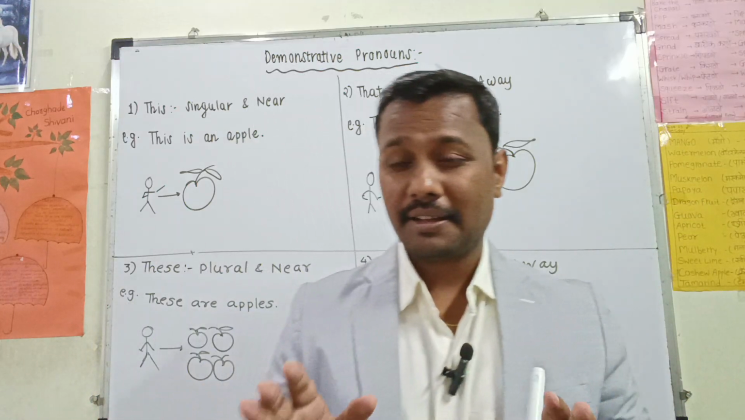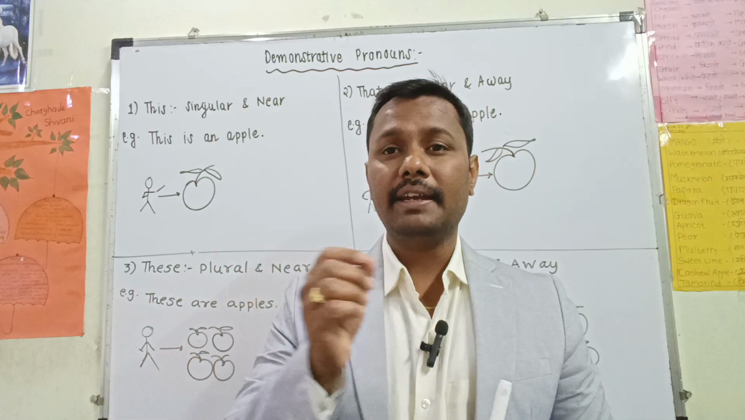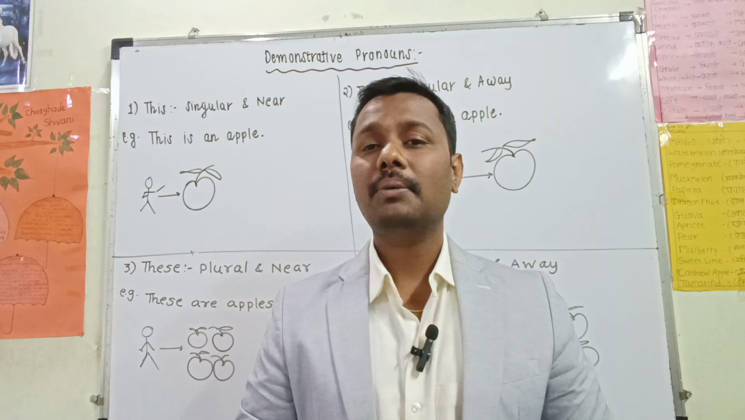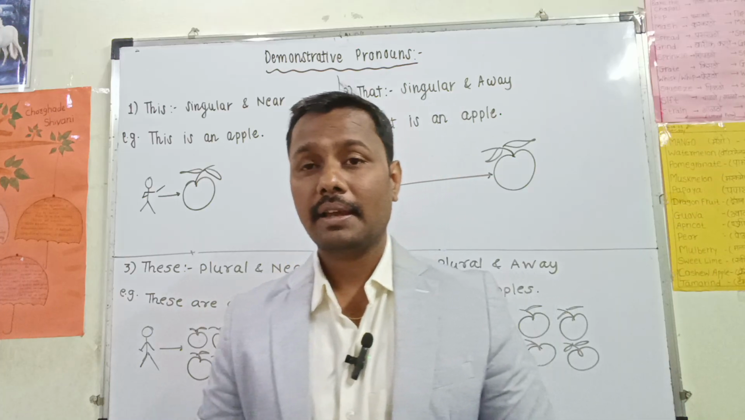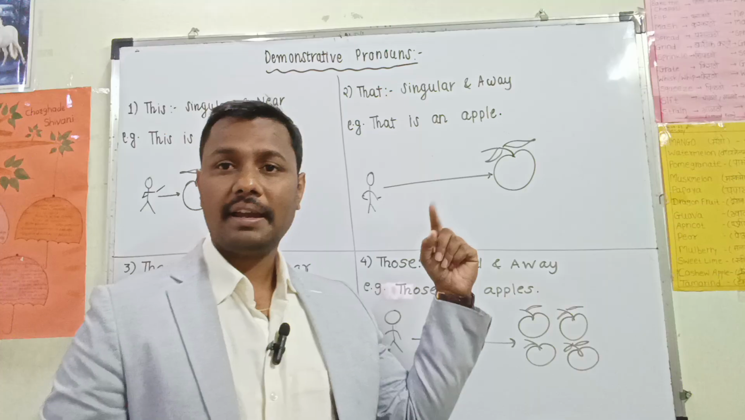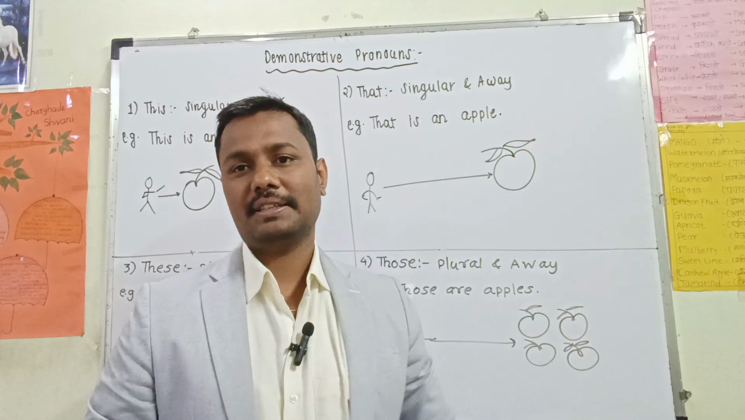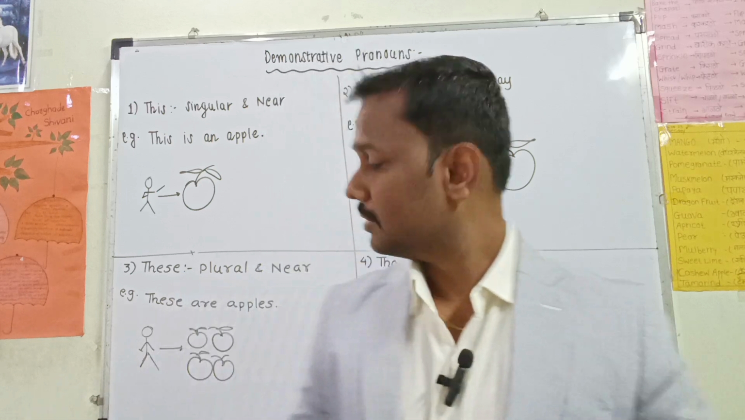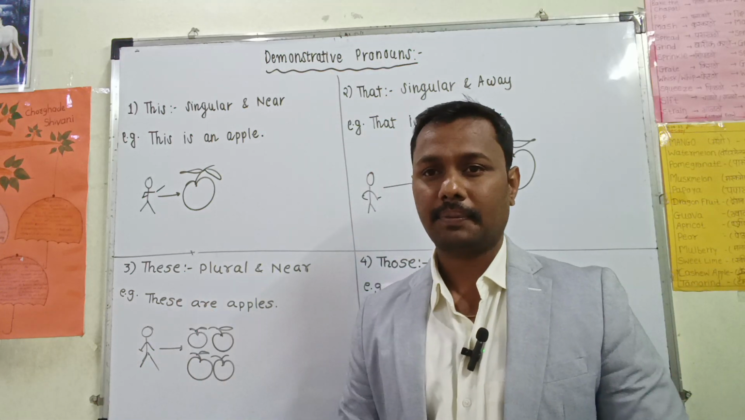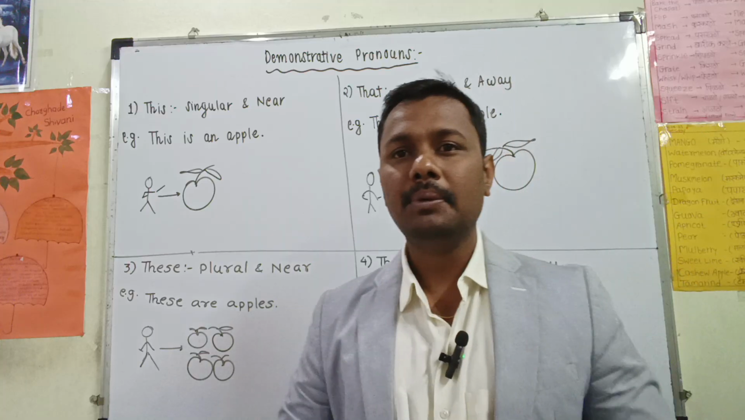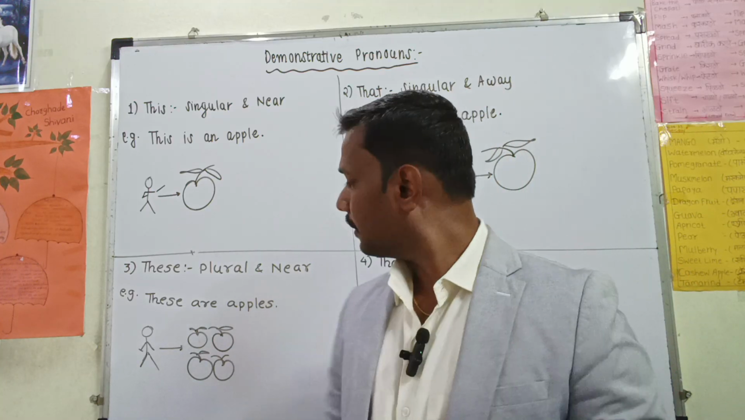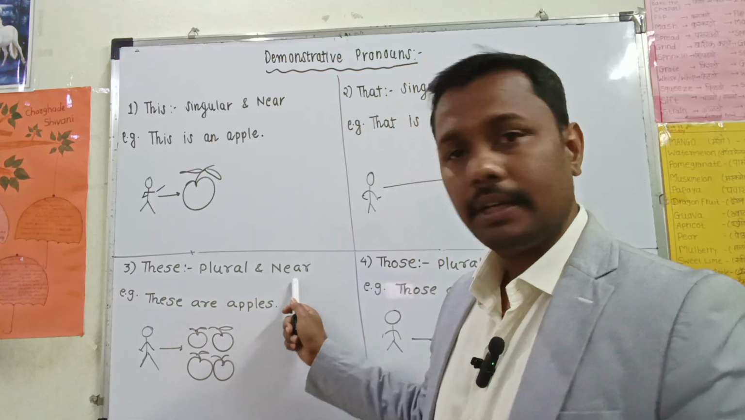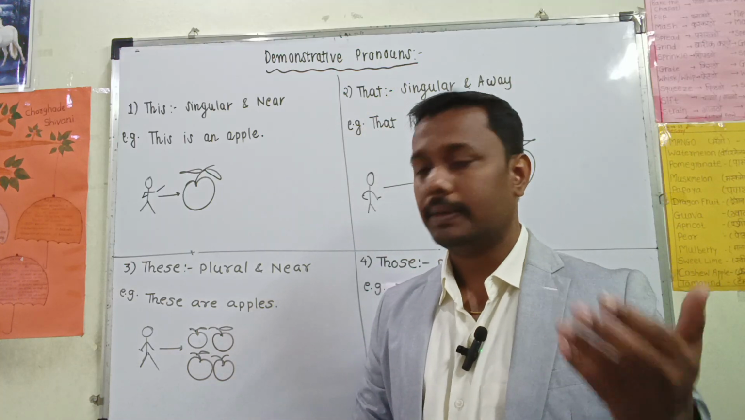So is that clear? The difference between this and that. This is for one particular thing which is near. That, one and away. Distance is there. Now there is one more pair. These and those. So third one is these. So these means plural, multiple, many more. Okay, plural or multiple, and which is near and simultaneously it is visible.